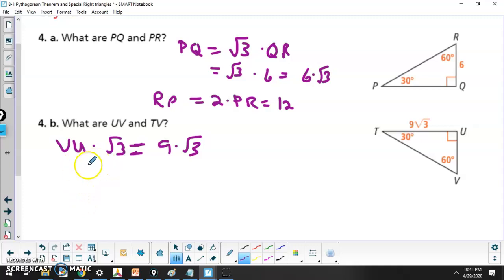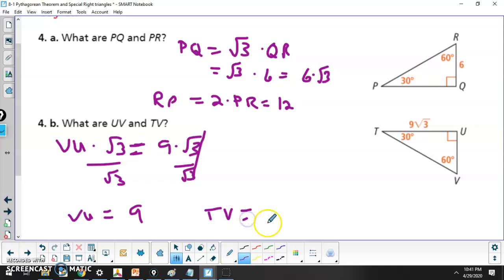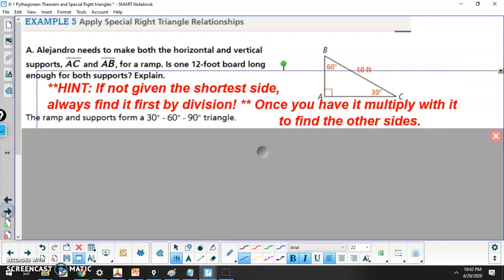And in order to solve this, we would divide by the square root of 3. You always want to figure out the short side first, and when you're figuring out the short side, you're always doing division. So the short side is equal to 9. And then once you have the short side, to figure out the hypotenuse, remember, it is double the short side, 2 times VU, which is 18. Hopefully that isn't so bad there.